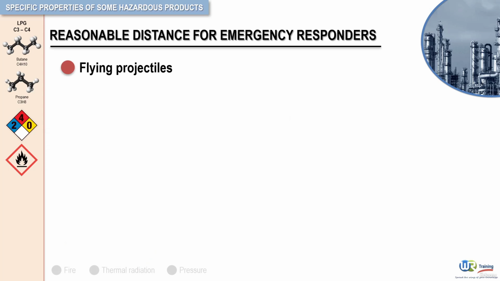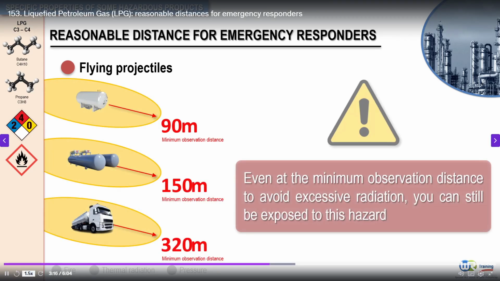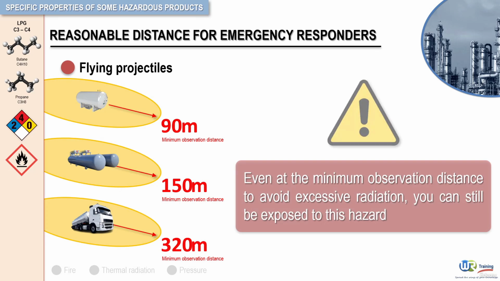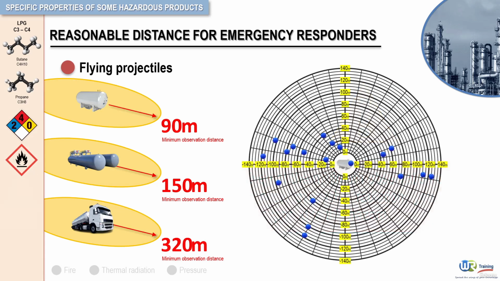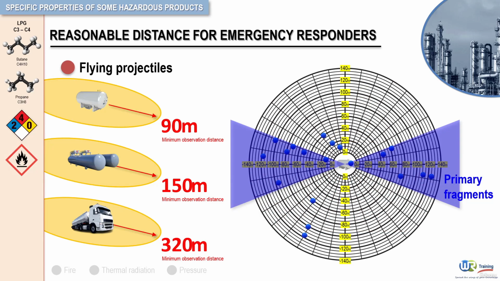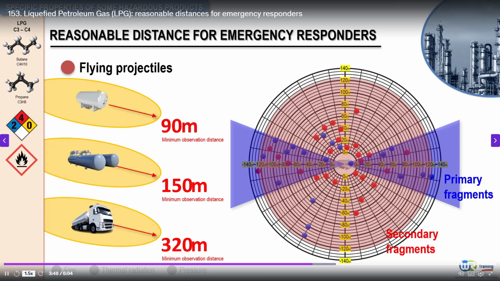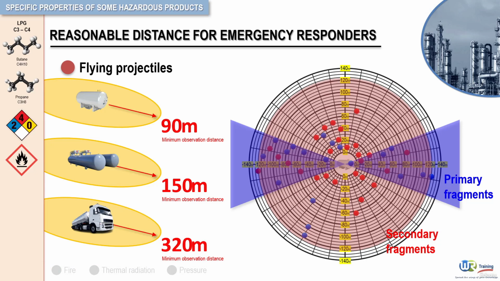Now, it is important to keep in mind that in case of a BLEVE, the furthest reaching danger by far is flying projectiles. Even at the minimum observation distance to avoid excessive radiation, you can still be exposed to this hazard. Several tests of induced BLEVEs of 400-liter tanks scattered projectiles over a wide area, as depicted here. Note the location of primary fragments, including the tank ends and other large pieces. Secondary fragments such as piping, attachments, and any other objects near the tank are also a danger. Note that some large projectiles fell far beyond the suggested 90-meter minimum observation distance for a 400-liter tank.